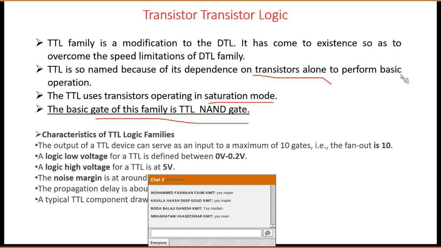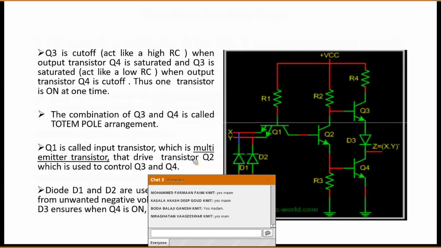For DTL, the basic gate is NAND, for RTL the basic gate is NOR, and for TTL the basic gate is NAND again. The characteristics we will see in the classification table. Later I'll explain. Now you see here, this is the basic TTL NAND circuit diagram.